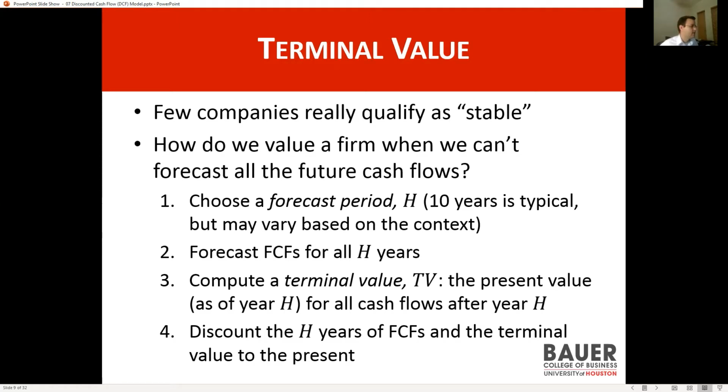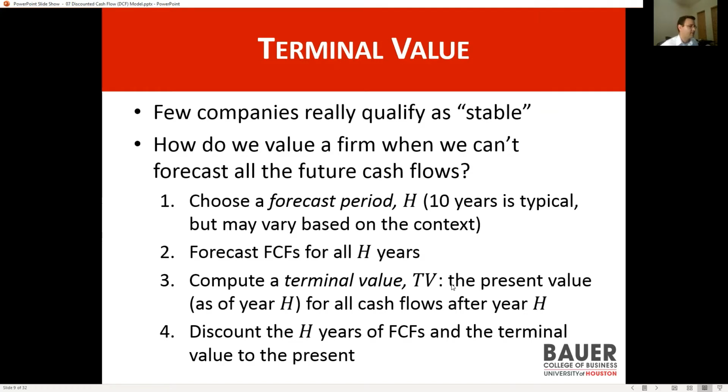Okay. You don't forecast those forever though. There's an end date, right? H, some period where your forecast ends. What happens after that? The company doesn't cease to exist. The company is still generating cash flows. So you need to have some way to value everything that happens after your forecast. That's called the terminal value, abbreviated TV here.